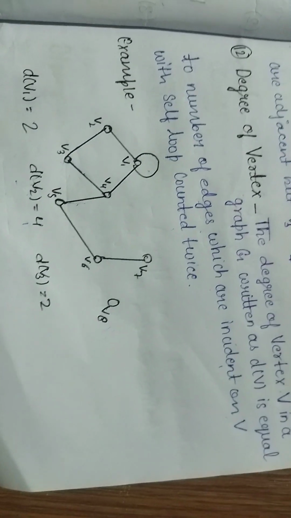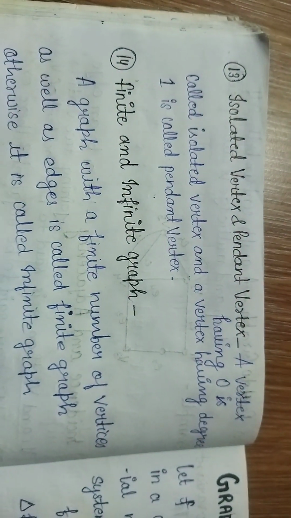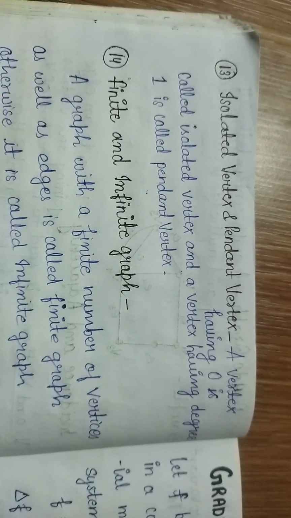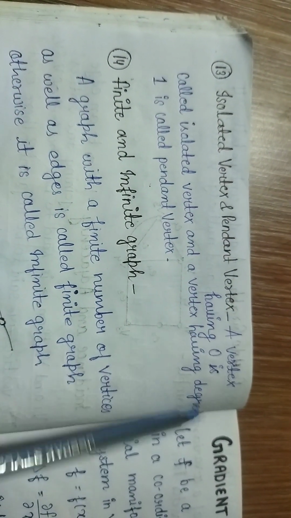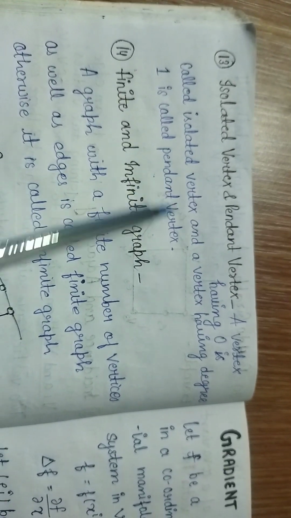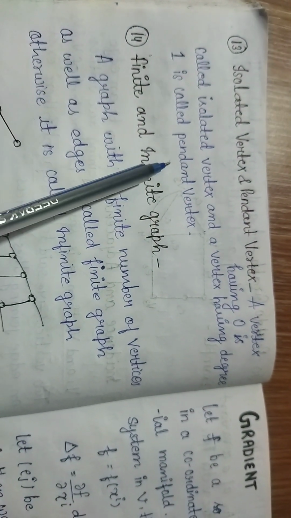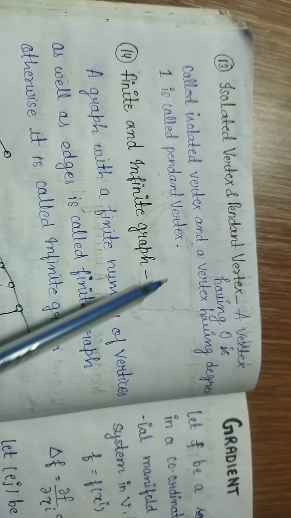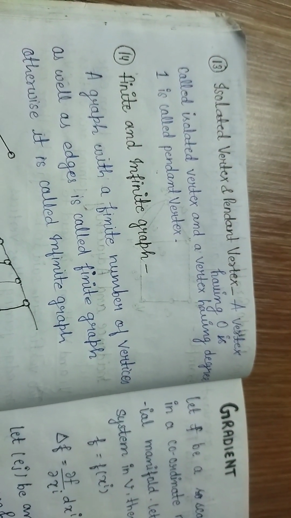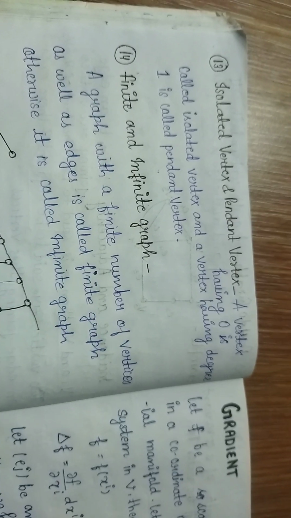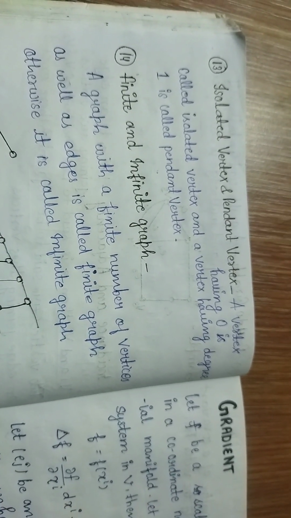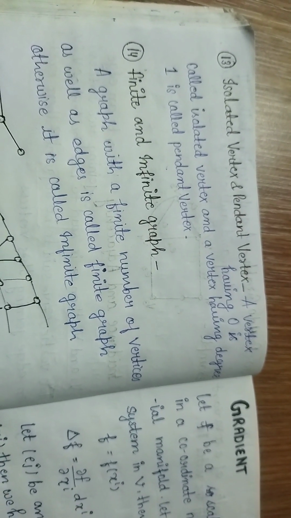Okay, now come to the next one, isolated vertices. A vertex having degree 0 is called an isolated vertex, and a vertex having degree 1 is called a pendant vertex. If the degree is 0 we call it an isolated vertex, and if the degree is 1 we call it a pendant vertex.